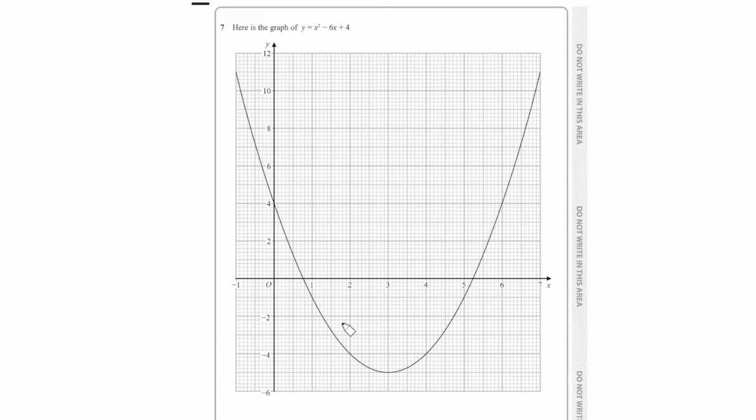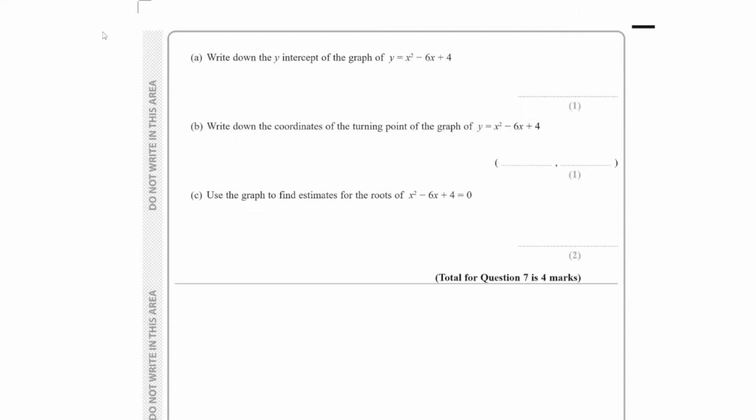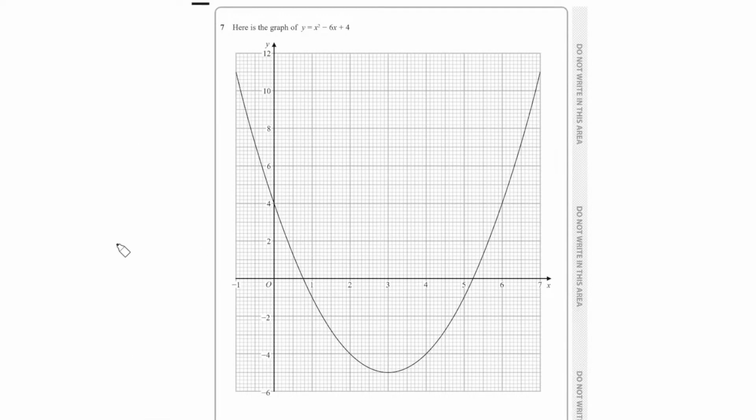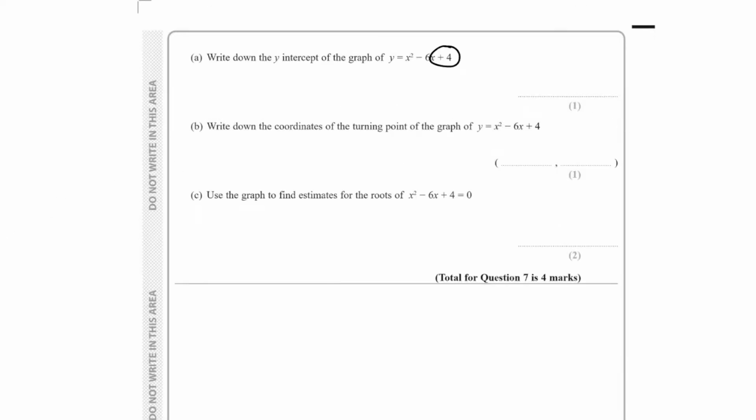Okay, we've also got question 7. Here is the graph of y equals x squared minus 6x plus 4. The actual questions are on the next page, so I'm just going to have a quick look here. First of all, write down the y-intercept for the graph. You don't even technically have to look at the graph. It is just that number at the end, but obviously you can come back and see it's 4. Okay, so that one would just be 4.